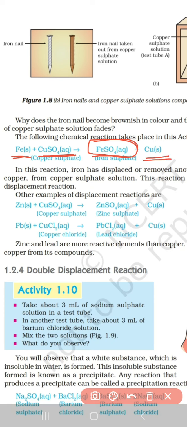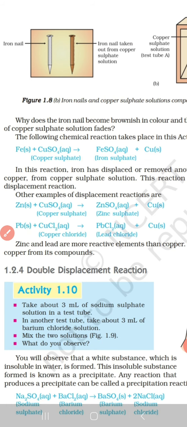Why is this iron sulfate solution formed? Because iron is more reactive than the copper present in the copper sulfate solution. That's why the iron displaces copper and we will get the iron sulfate.